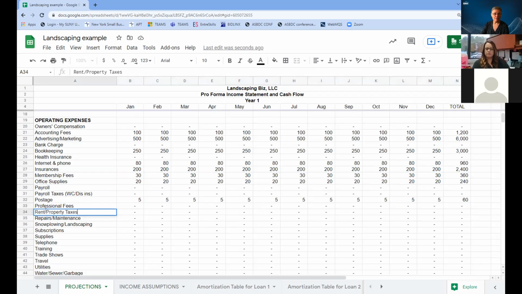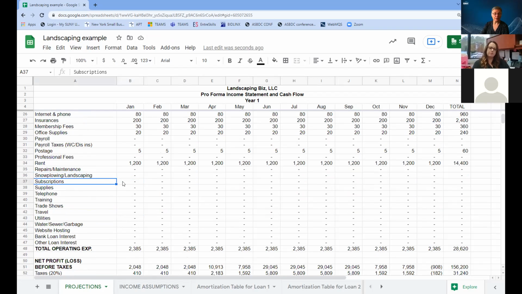And if you have an office that you own, you would have property taxes, but if you rent, then you would have a monthly rent. And in this instance, for this example, they do rent. Repairs and maintenance on the property, that depends on your lease, could be also on your equipment. Snow plowing and landscaping, again, that depends on your lease.